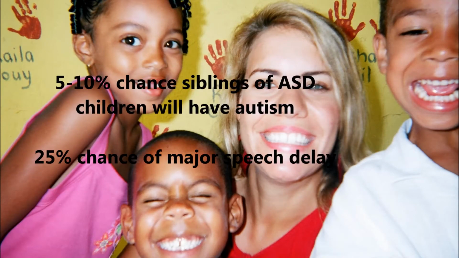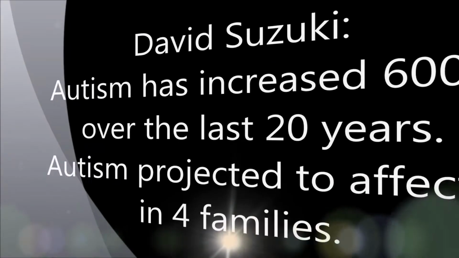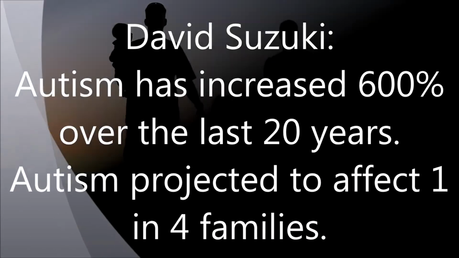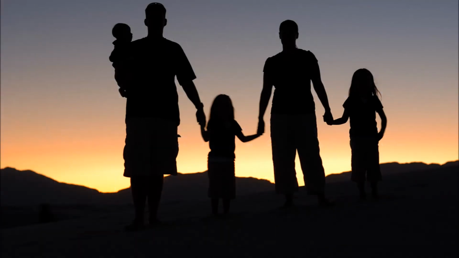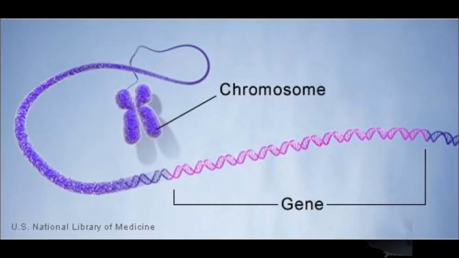There's a 5 to 10% chance of siblings developing autism, and there's a 25% chance of a major speech delay. I highly recommend a David Suzuki video that noted that autism has increased 600% over the last 20 years. Autism was projected to affect 1 in 4 families. It's important to understand genetic vulnerability plus environmental exposure, and keep in mind that genes alone produce proteins, not behaviors, and we can understand there's no linear line from genes to behavior.